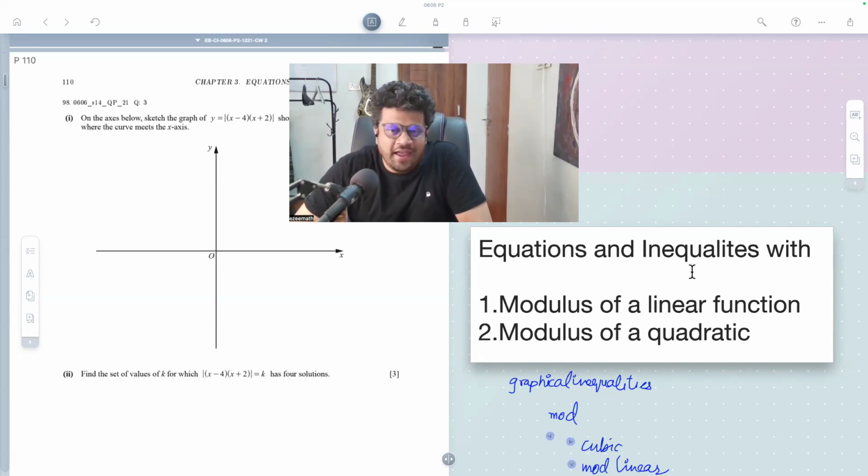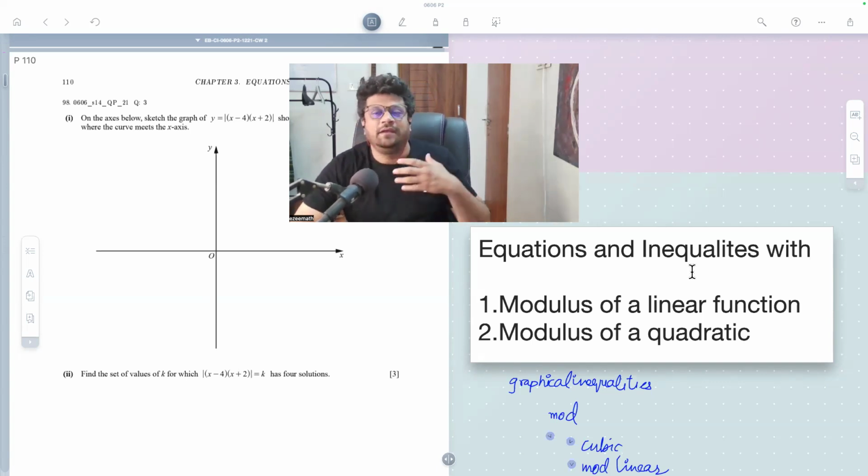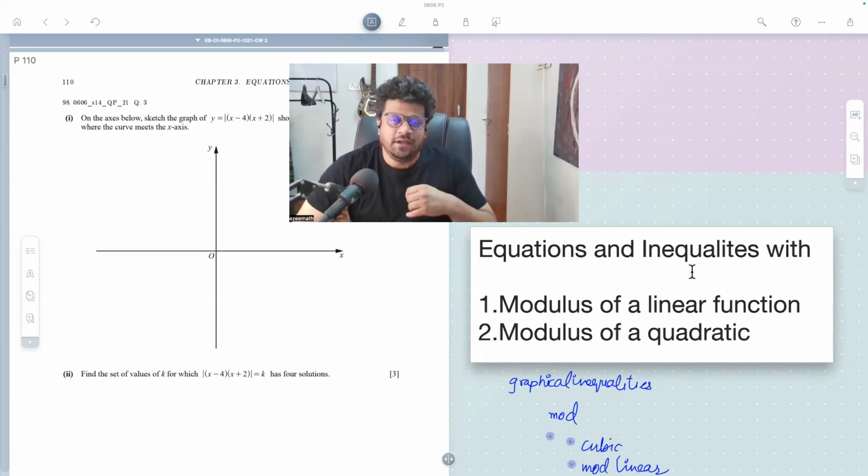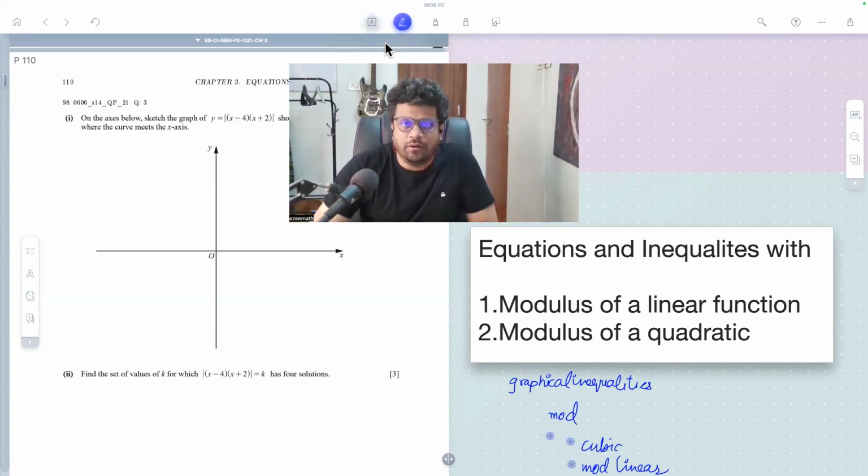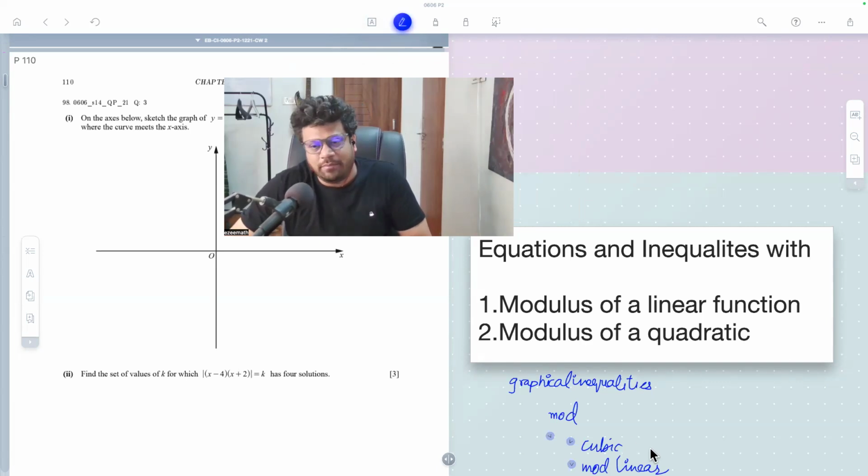My name is Zishan, and in additional math IGCSE, we're going to look at equations and inequalities with modulus of a linear function, with a modulus of a quadratic. By modulus, I mean absolute functions. So let's look at a few examples here.